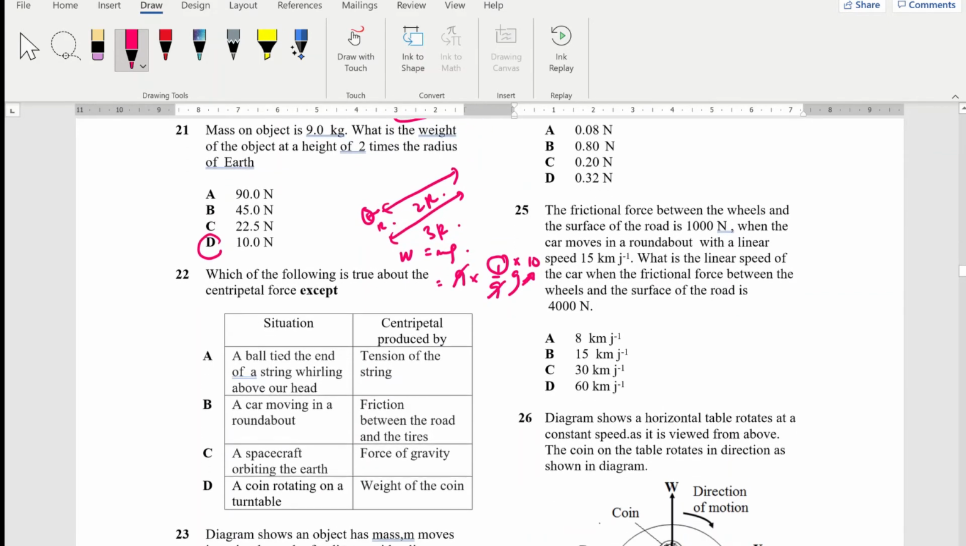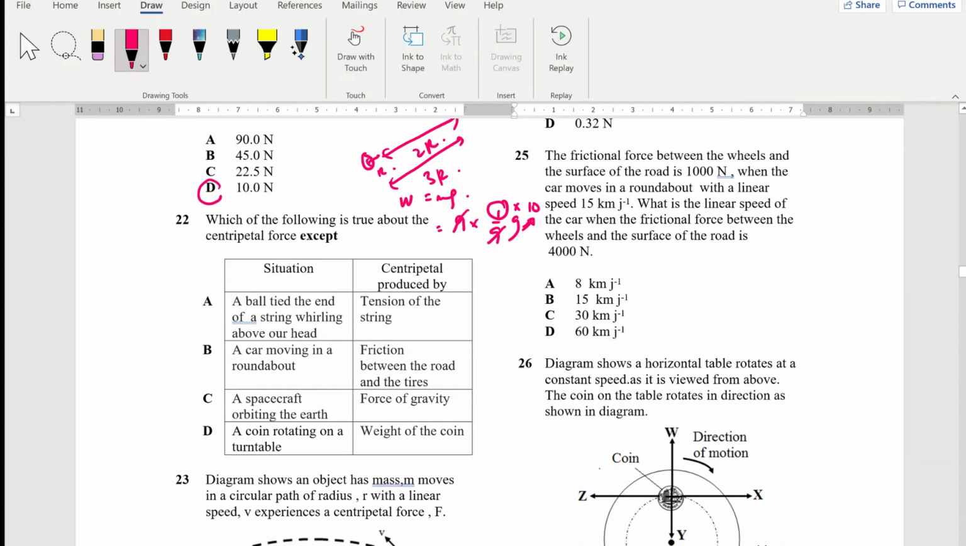22, which of the following is true about the centripetal force? Okay, now centripetal force. Jawapan dia ini sebabnya dia kata centripetal produced by the weight of the coin. No, centripetal produced again by the friction. Okay, coin ni sama je dengan friction between the road and the tire. Okay.